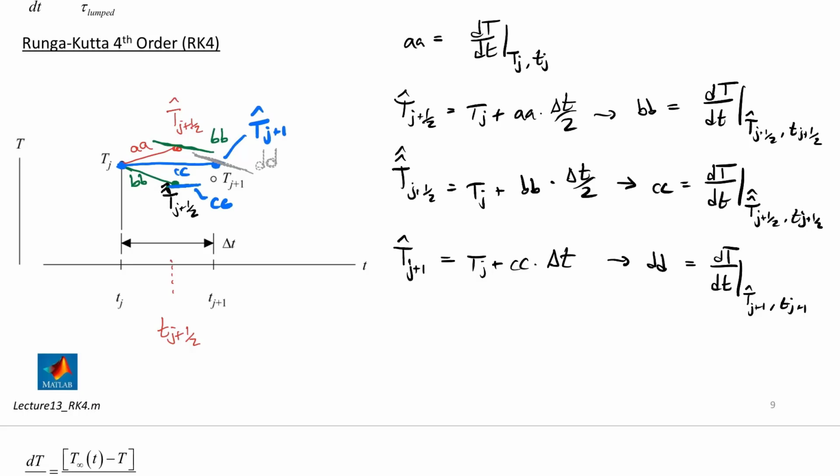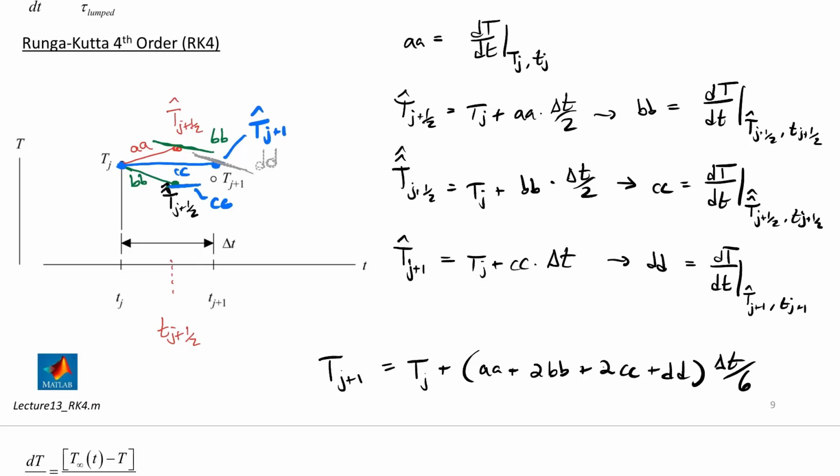Okay. And then the last thing to bring this all together, our actual step is going to be Tj plus 1 equals Tj plus AA plus 2BB plus 2CC plus DD times delta T divided by 6. Okay, so there's some arbitrariness here, right? We're kind of weighting the BB and CC steps as more important, AA and DD less important. But ultimately, it all has to work out to take a single step. Right? So that's how the Runge-Kutta method works.